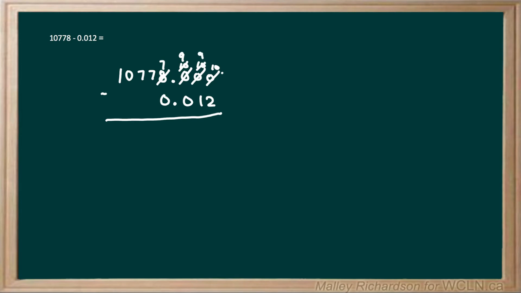So now we have this 10 minus 2 to give us 8, and then we have 9 minus 1 to give us 8 again, 9 minus 0 to give us 9, and then these decimals line up. We have 7 minus 0 to give us 7, and then 7, 7, 0, and 1. So our final answer of 10,778 minus 0.012 is 10,777.988.